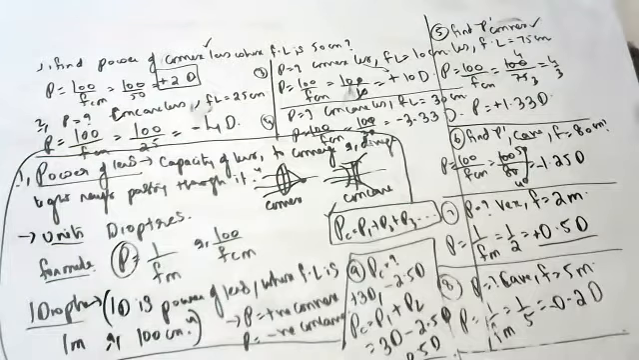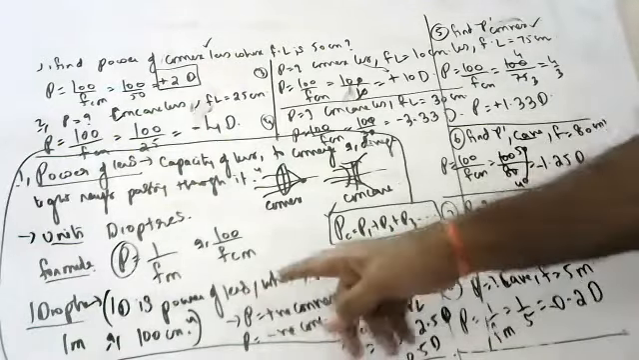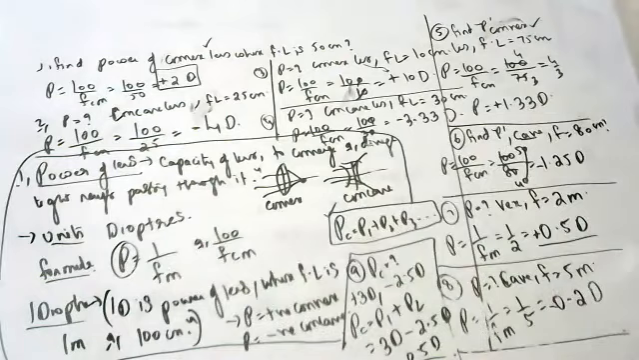Yes, sir. Power of a lens is the capacity of the lens to converge or diverge when light rays are passing through it. 1 diopter is the power of a lens whose focal length is 1 meter or 100 centimeters.